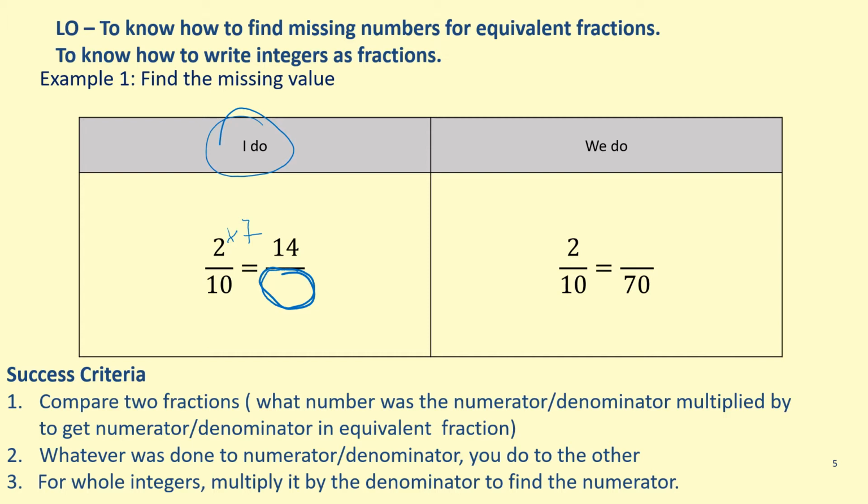So since 2 has been multiplied by 7, I need to multiply the 10 by 7 as well to find the denominator of the equivalent fraction. 10 times 7 is 70. So the missing value is 70. Now, pause this video and attempt "we do".